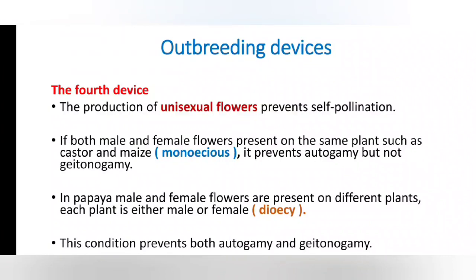Pollination from different plants. In the case of papaya plant, they produce unisexual flowers. That means one plant produces only staminate flowers, other plant produces only pistillate flowers. So there is no other go. The pollen grains must come from a different plant to make it get pollinated. So the production of unisexual flowers also prevents self-pollination.